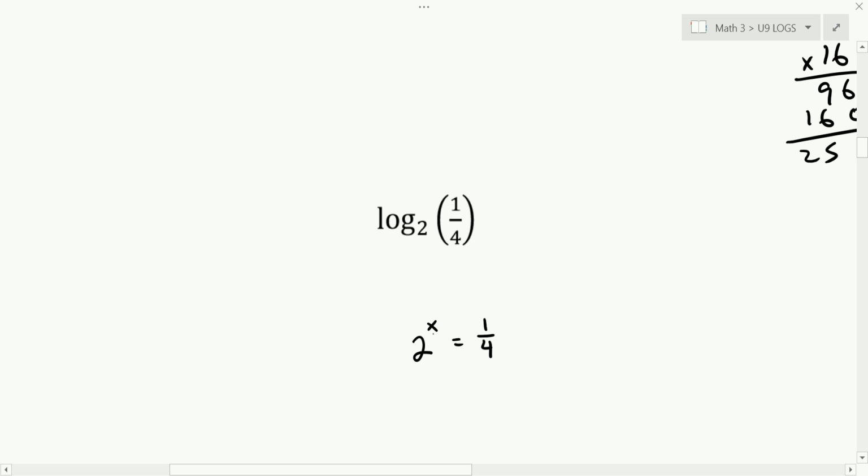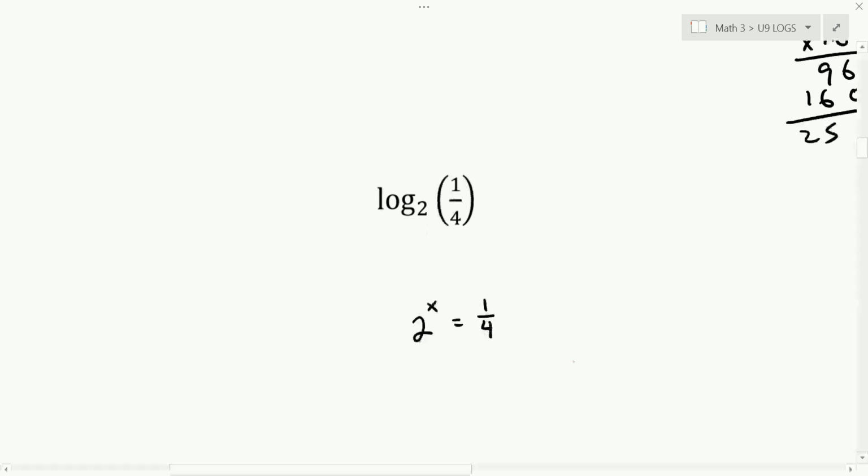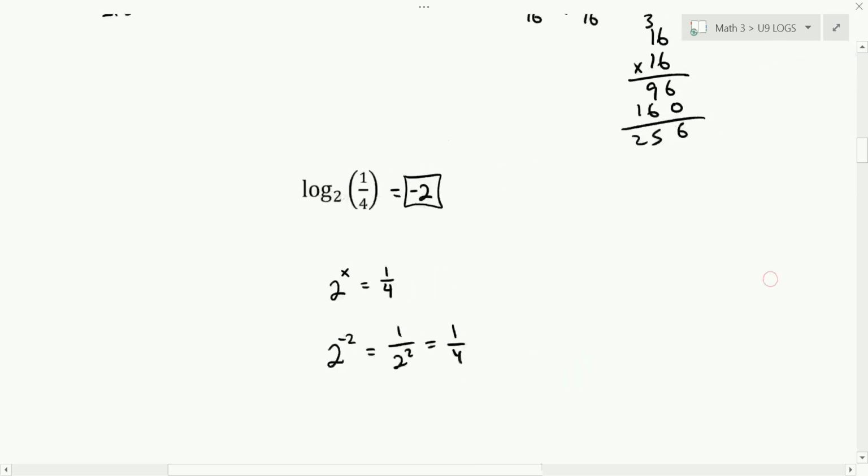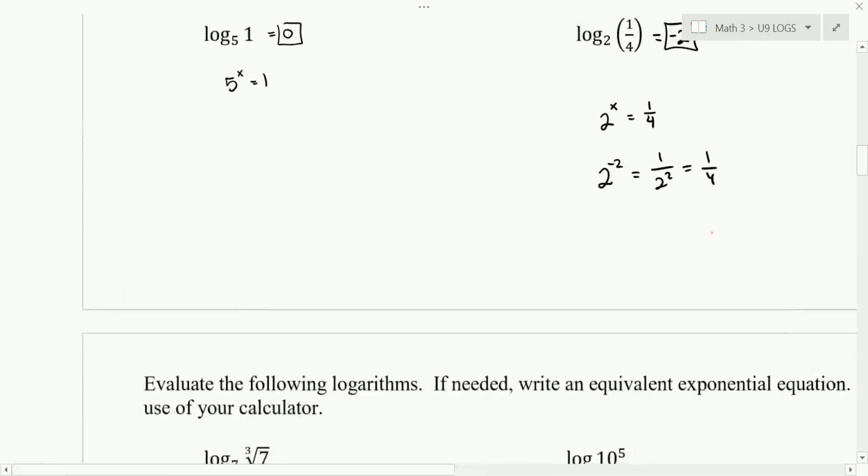Okay, so what are you going to say? -2. Because 2 squared is 4, but to get that fraction, it's going to have a negative. So 2 to the -2 is what we want, because that would be 1/2 squared, 1/4. So -2 is our answer. Next page, we're doing the same thing.